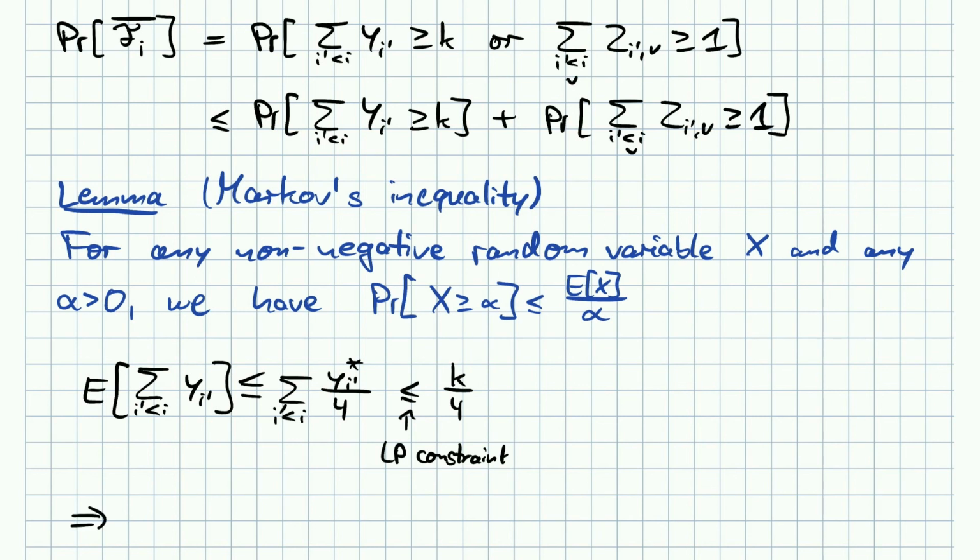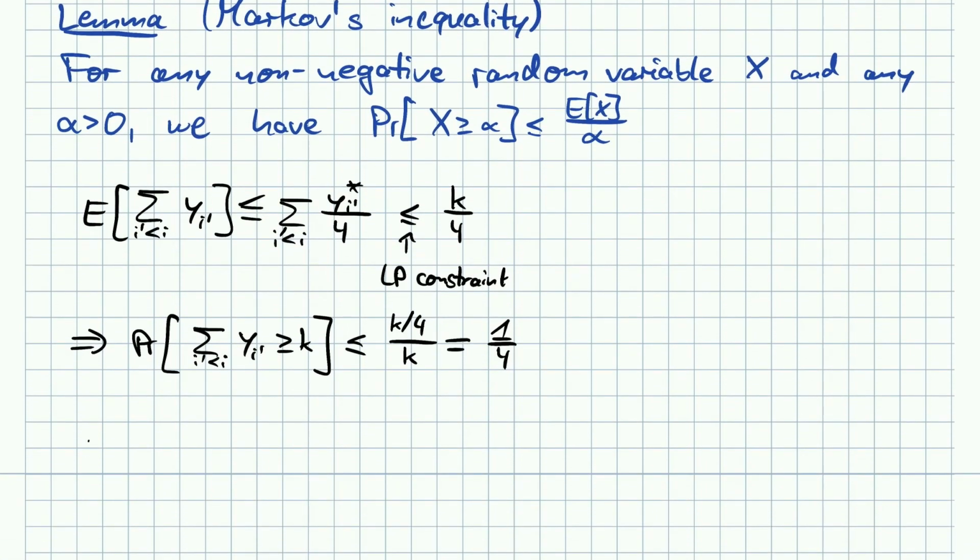So this tells us that the probability that this sum here is at least k will be at most k over 4 divided by k, so this will be at most a quarter. And similarly, we also get this for this term.